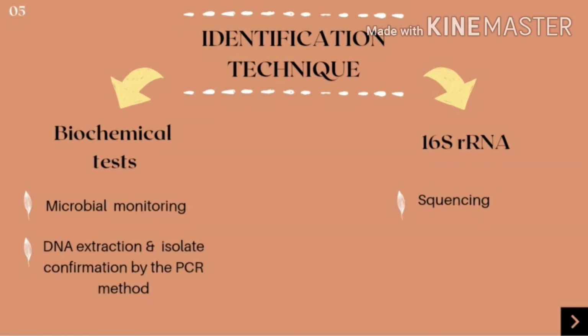The identification technique were divided into two, which is biochemical test and 16S-rRNA. Under biochemical test, there are two, which are microbiome monitoring and DNA extraction and isolate confirmation by the PCR method. While under 16S-rRNA, there is the sequencing method.